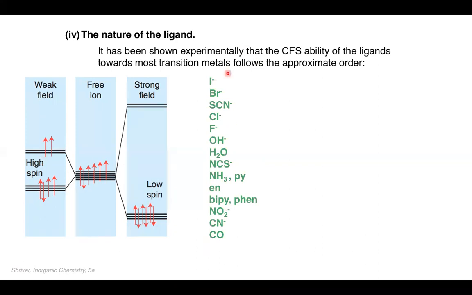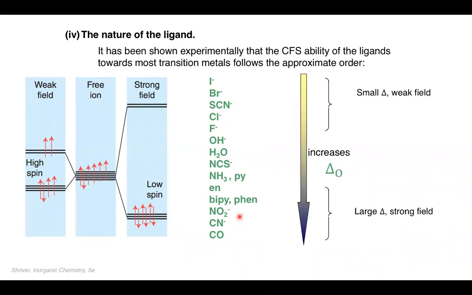So this is kind of the order of the ligands. So we have weak field ligands here where there's a small splitting. So these are high spin, weak field is high spin. So things like iodide, bromide, thiocyanate, chloride, fluoride, and so on. Whereas strong field ligands create a large splitting, things like carbonyls or cyanides and so on.